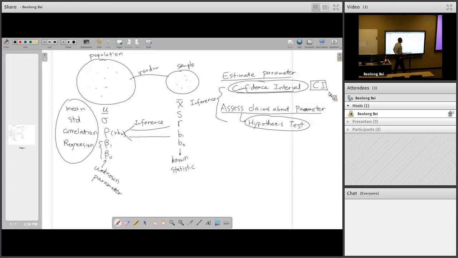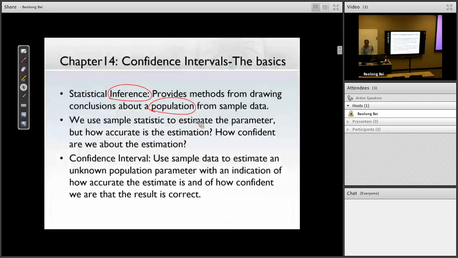In today's lecture, we're going to use a Z statistic to work on the confidence interval, so we call it a Z confidence interval. We use a sample statistic to estimate the population parameter. Then we need to know how accurate the estimation is and how confident our estimation is. We're able to use the confidence interval to answer both questions. We're going to provide a confidence level, and we're going to have an accurate estimation level.